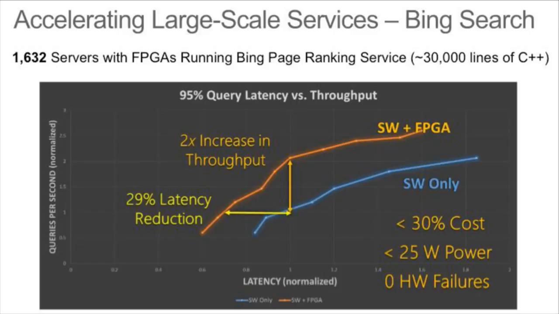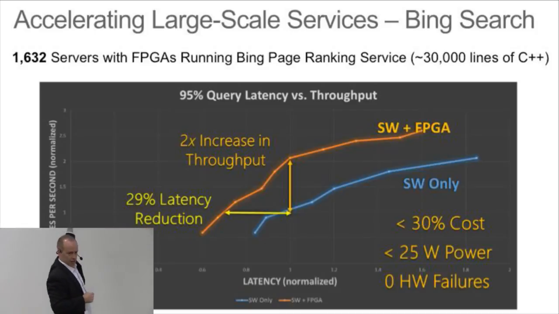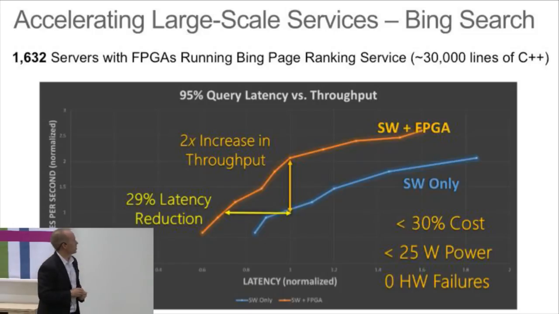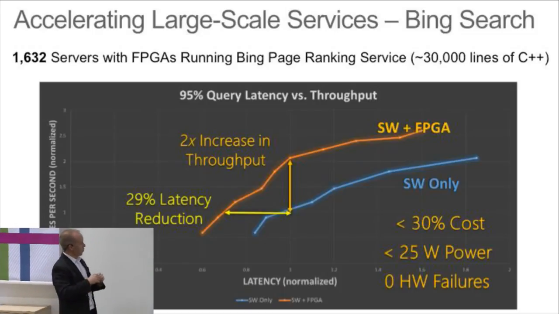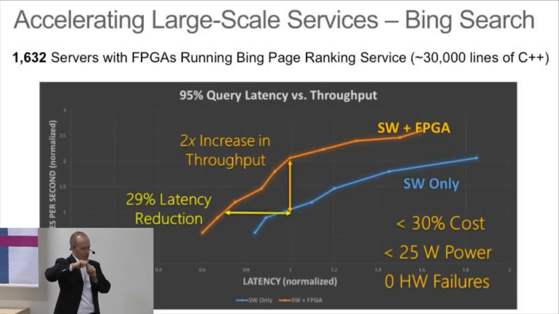And then what we saw in terms of results: on the y-axis here I have the throughput rate of web queries. You can think of this as queries per second, so higher is a higher throughput rate. And on the x-axis I show latency. All these numbers are normalized because the Bing people didn't want us to publish absolute numbers.